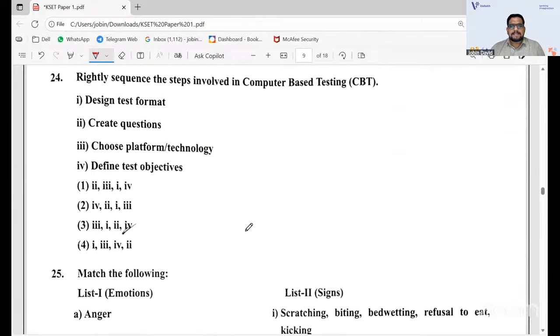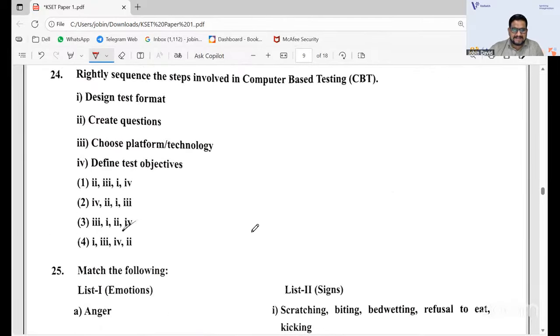So now, rightly sequence the steps involved in computer-based testing. So like when we are going to write a NET exam and all, it is all a computer-based test. So the answer here will be, the first step is to define the test objectives. Okay, and then go into the test format, and then creating questions, and then go into the platform or technology. So the last one will be choosing the platform or technology. So for 24, the correct answer will be 2.